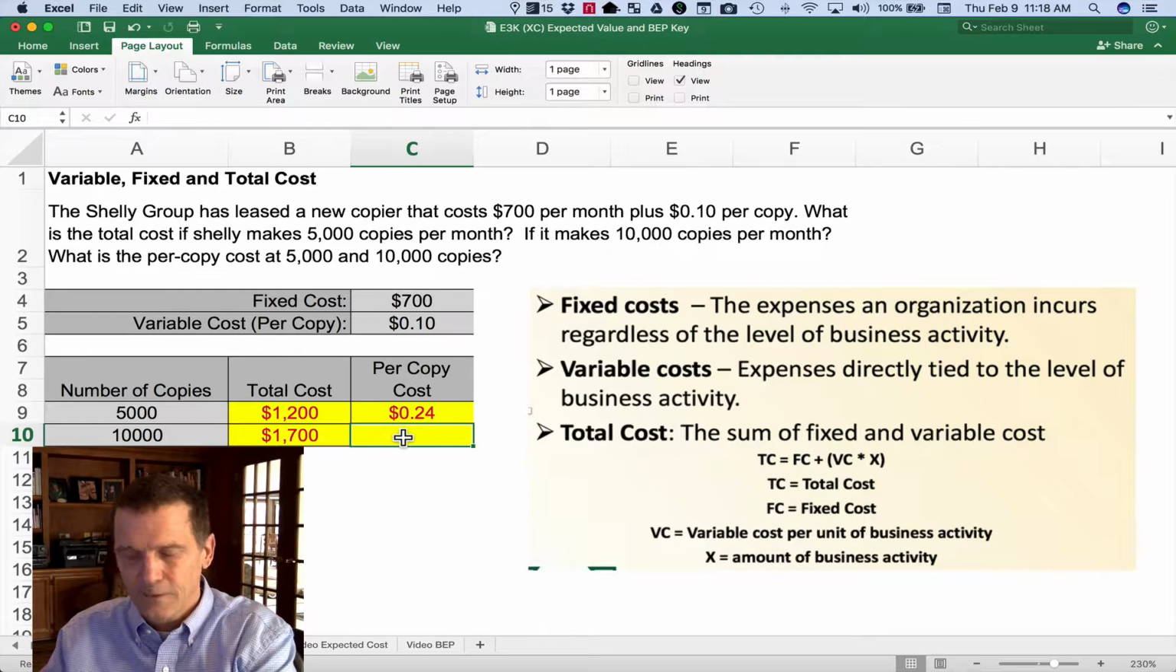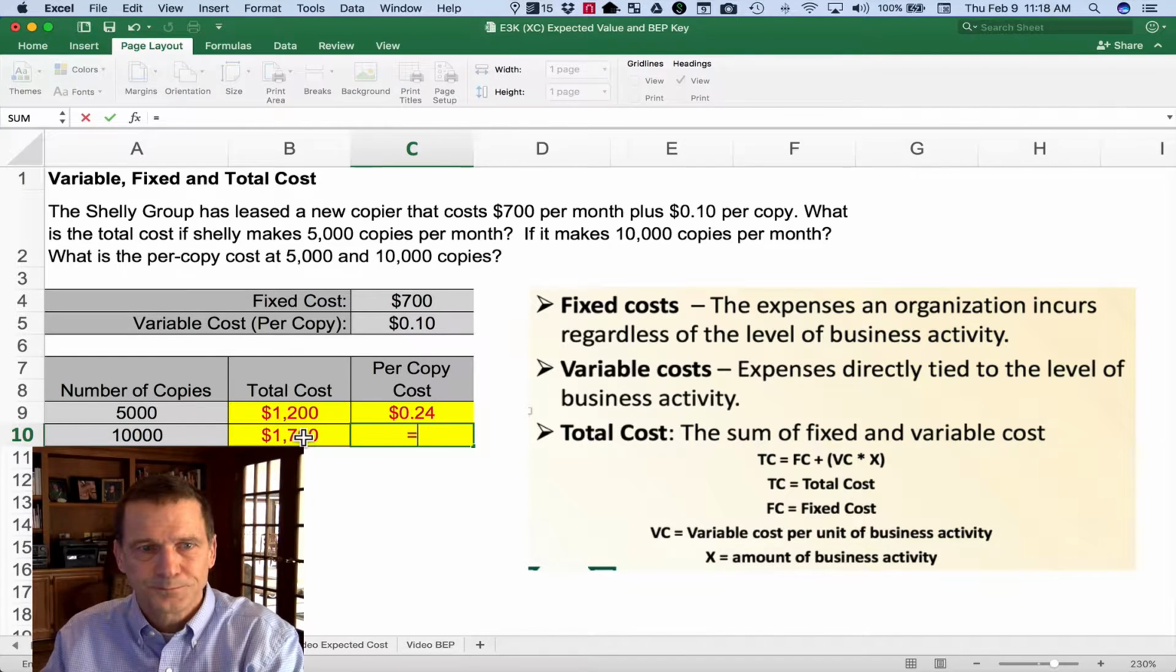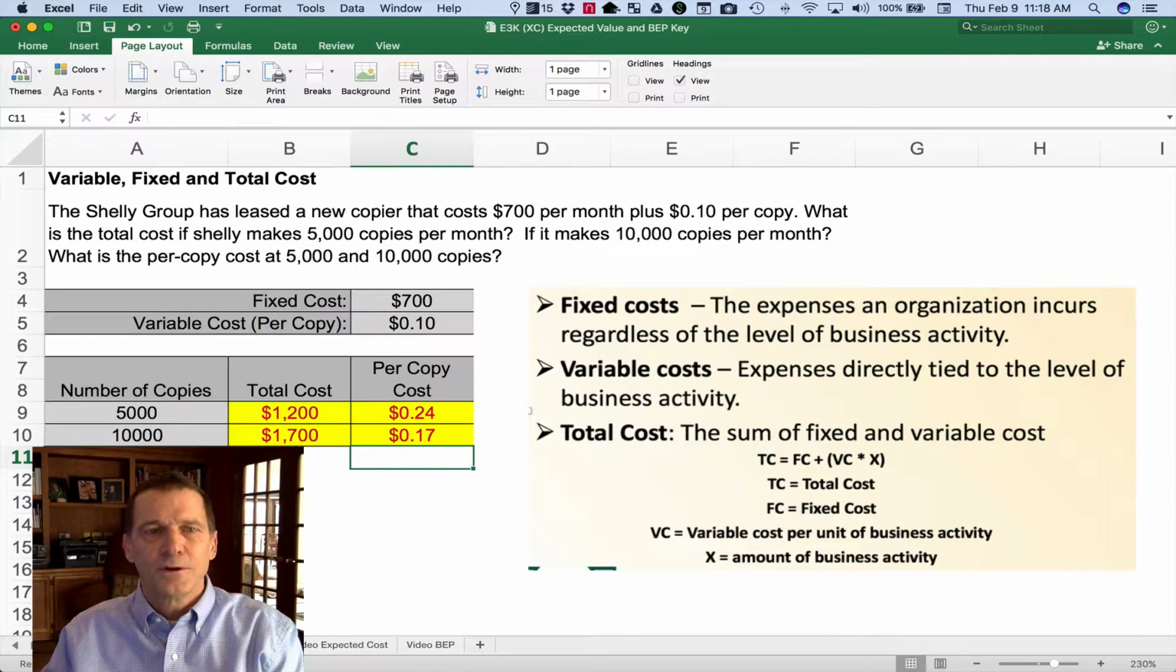And we can do the same here for 10,000, would be equals our 1,700 divided by, with the forward slash, our 10,000 copies, and hit return. So here we can see then, and calculate it in Excel for those that are working on that, how we would find the total cost at two different volumes and the cost per copy at those two different volumes. And I hope that was helpful for you. That concludes a brief discussion on fixed and variable and total cost.